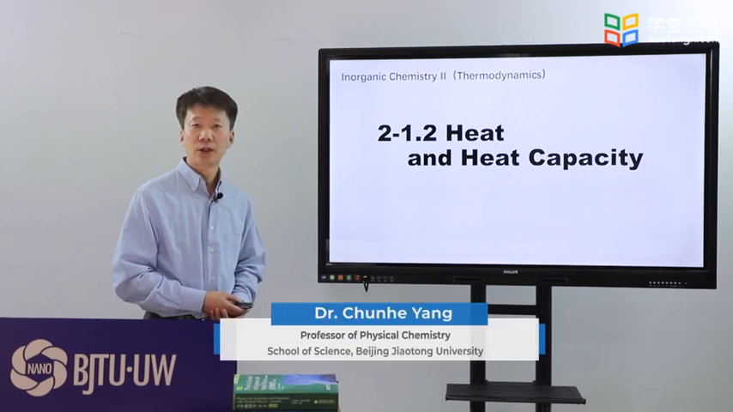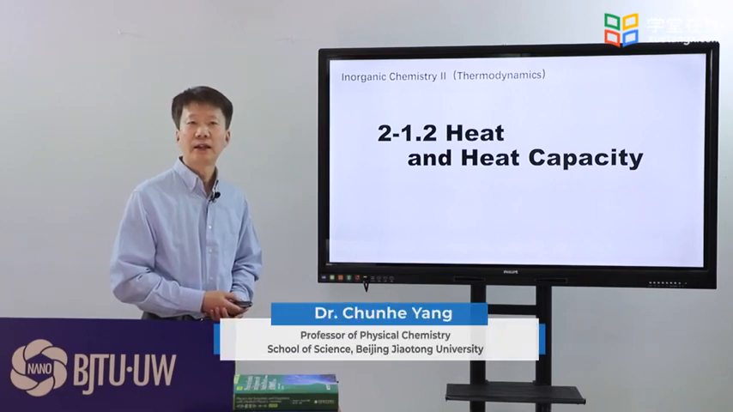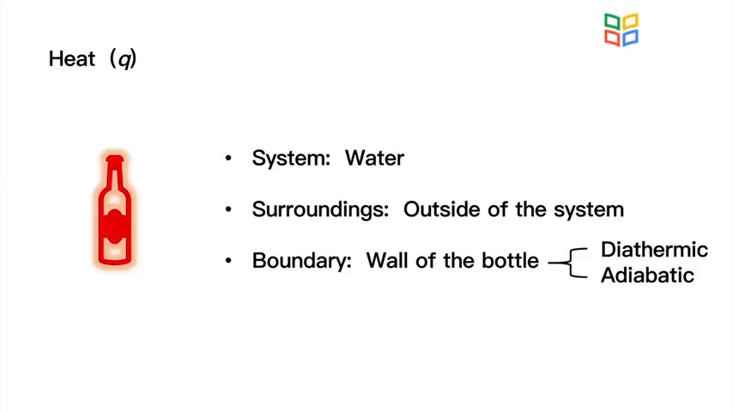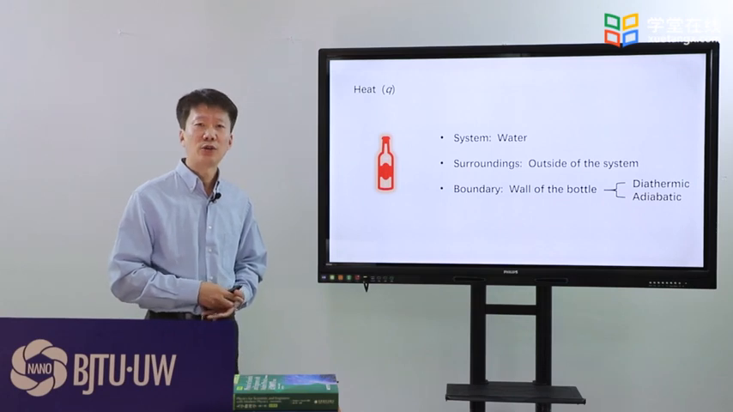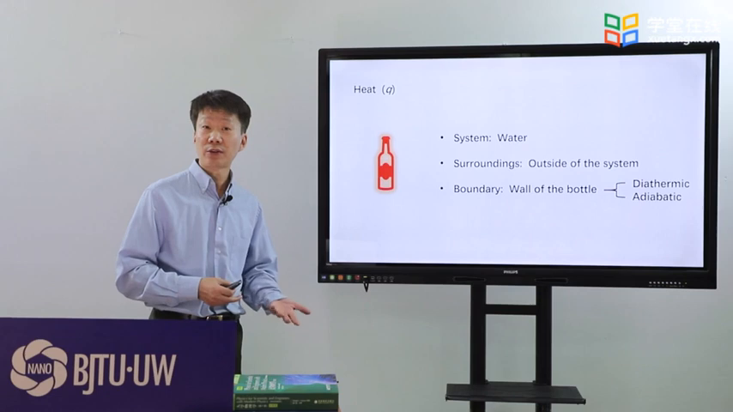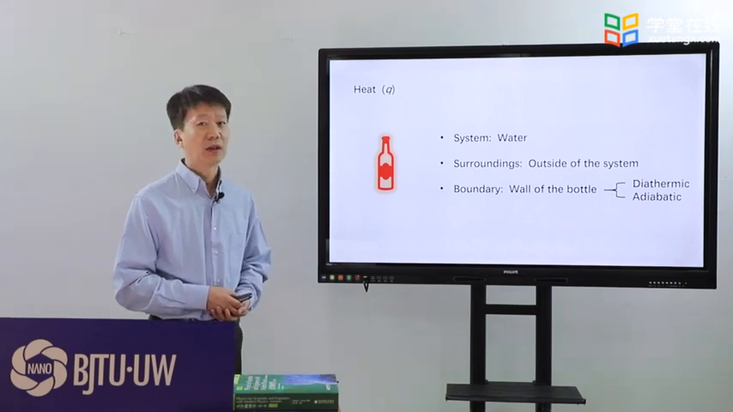In this lecture, we talk about the heat and the heat capacity. Heat, often denoted with Q, is a form of energy that can be transferred from one object to another. If you want to know how the heat is stored in the object before transferring, you have to focus on the physical property of the object.